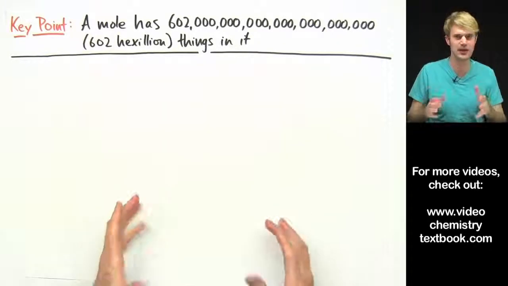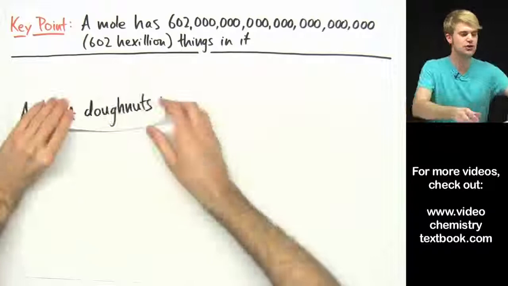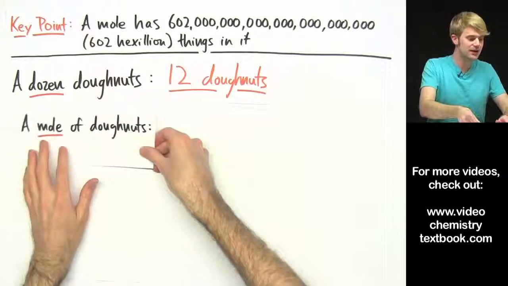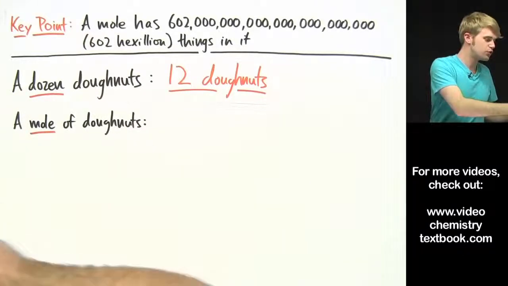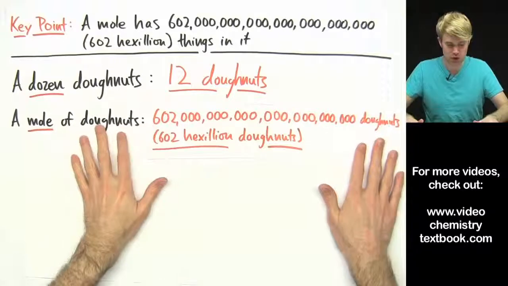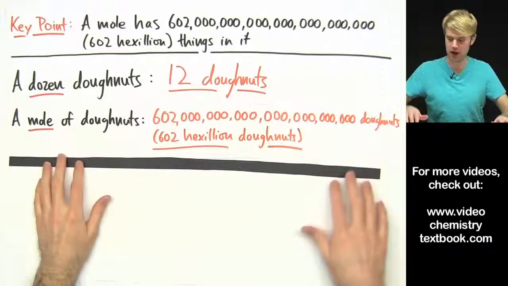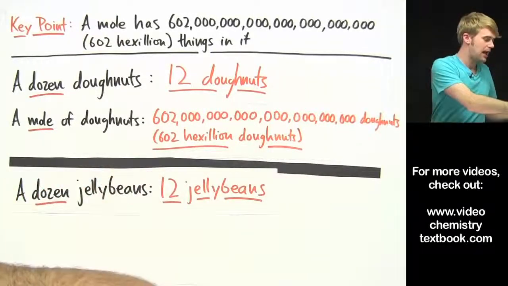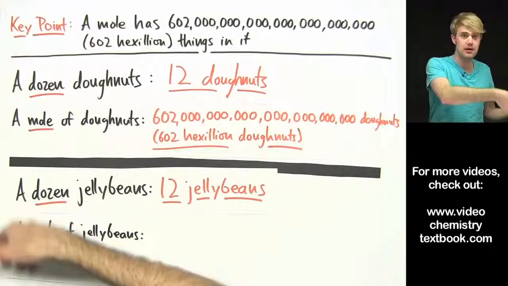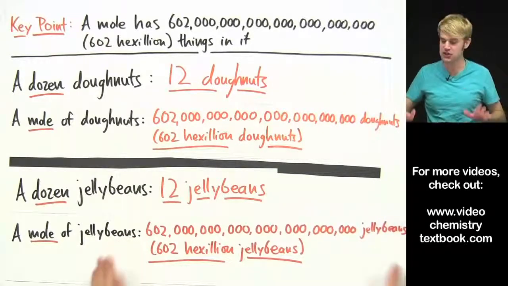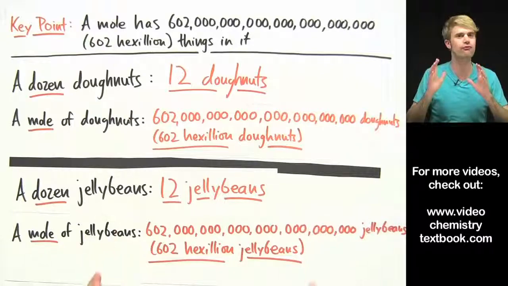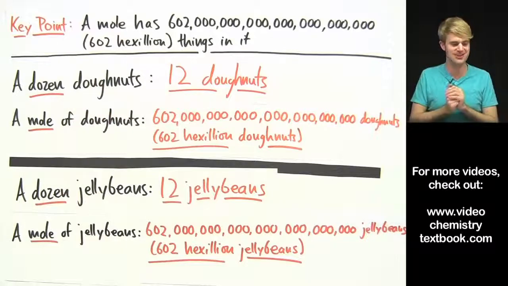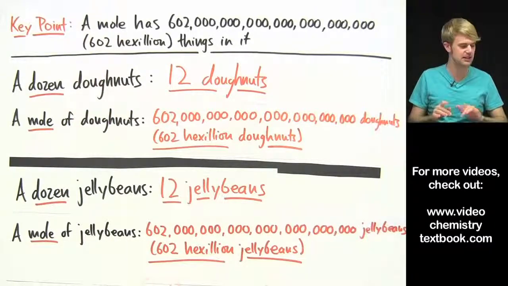And just like a dozen, we can have a mole of anything, right? So we could have a dozen donuts, which would be 12 donuts. Or we could have a mole of donuts, which would be 602 hexillion donuts. Or hey, we could have jelly beans. A dozen jelly beans would be 12 jelly beans, and a mole of jelly beans would be 602 hexillion jelly beans. So sometimes people get freaked out about moles, but just remember they're a lot like a dozen. 12 things in a dozen, 602 hexillion things in a mole.